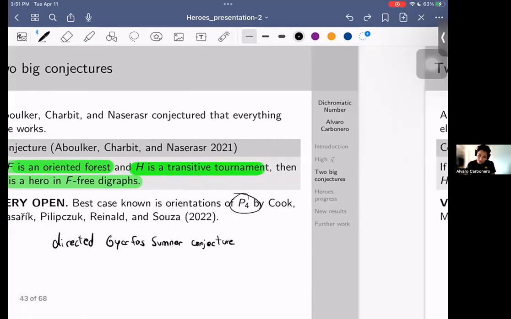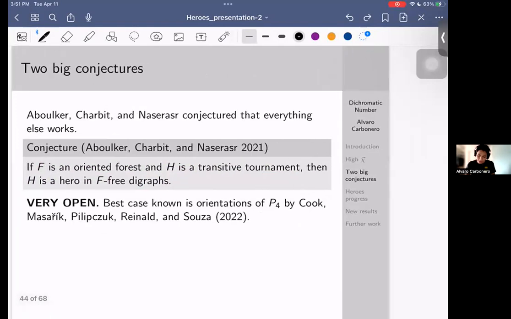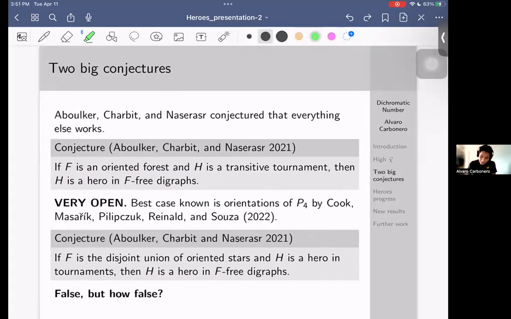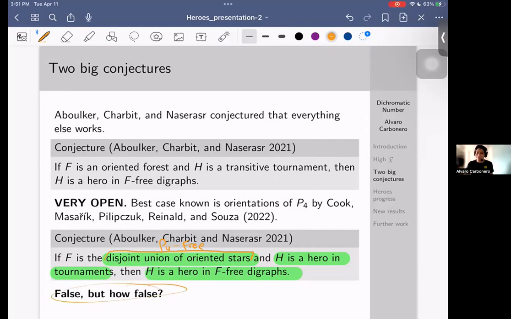The other conjecture that we see is this one, which is if F is the disjoint union of oriented stars, and H is a hero in tournaments, then H is a hero in F-free digraphs. And you might wonder, why disjoint union of oriented stars? That's because this is exactly the oriented forests that are P4 free. So they conjecture that when P4 is absent, everything still works. And as we can see here, that conjecture is false. And this is what we are going to talk about in the rest of the presentation.